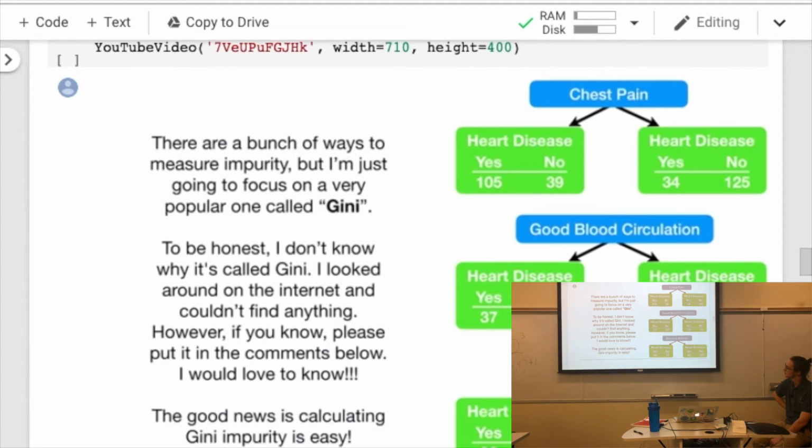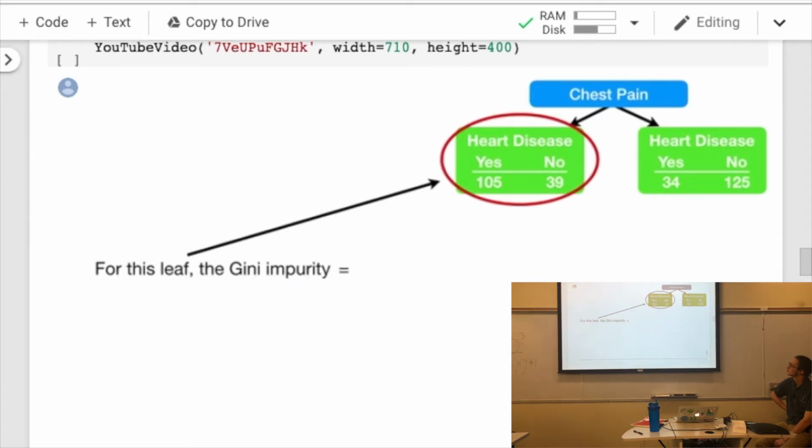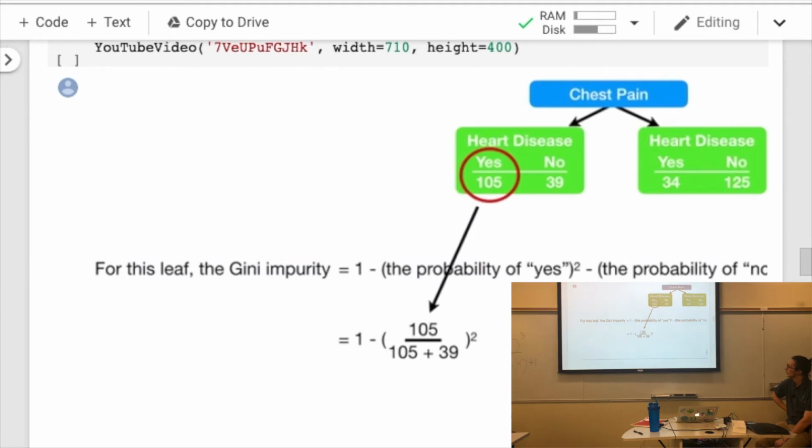Regardless, the good news is calculating Gini impurity is easy. Let's start by calculating Gini impurity for chest pain. For this leaf, the Gini impurity equals 1 minus the probability of yes squared minus the probability of no squared. Now let's plug in some numbers.